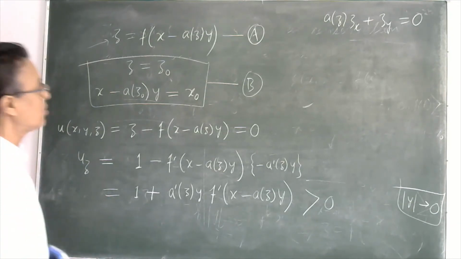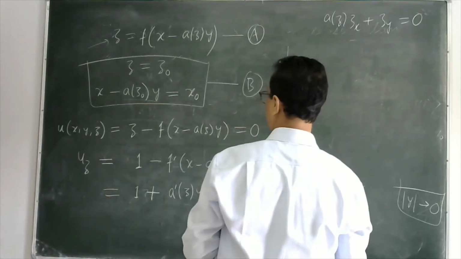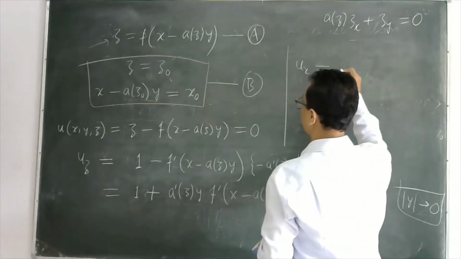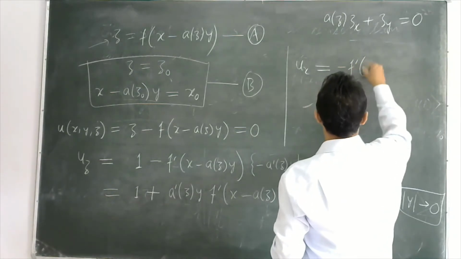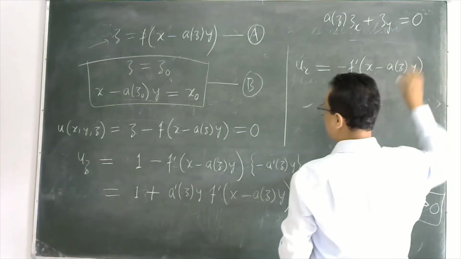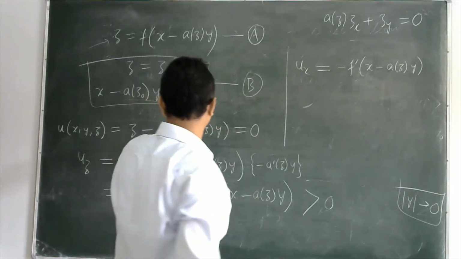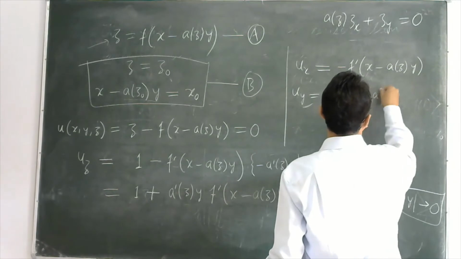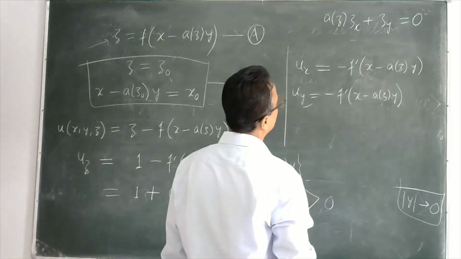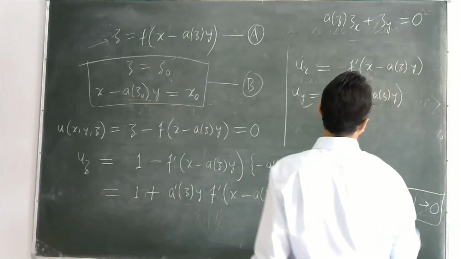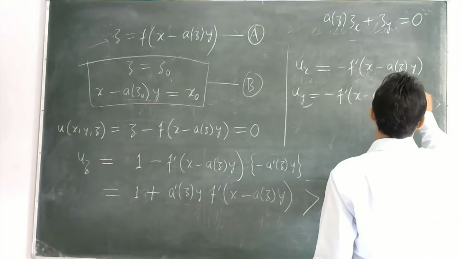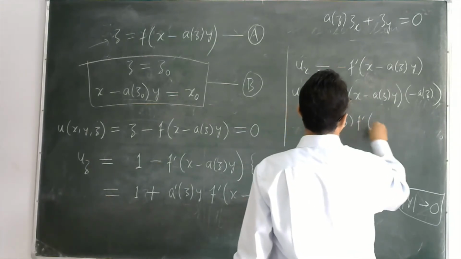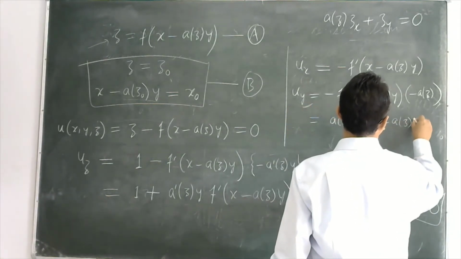Okay, fine. Now, if you want to find out, say, U_x, it is simply going to be minus f prime of x minus a z y into 1. So it is simply going to be that expression itself. Okay, and then U_y again is minus f prime of x minus a z y, and again the partial derivative of this argument with respect to y. So that is going to give you minus a z. So eventually it is simply a z f prime of x minus a z y.